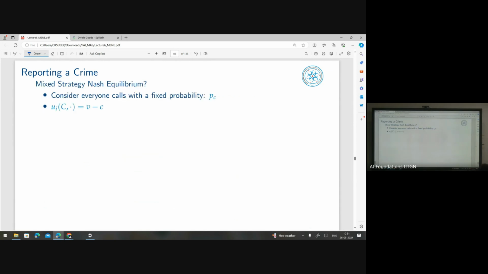So to compute mixed strategies, let's assume that I fix some probability P_C with which they are calling. First, let's see what the utility is if I call. No matter what the probabilities are, as long as I'm calling, I'm getting V minus C with fixed probability. It doesn't matter what the others do. But if I don't call, there are two ways in which I split the utility. If I don't call and no one else calls, then I get 0. But if someone else calls with some probability P, I get a value V. So this is the utility that I get. Right?